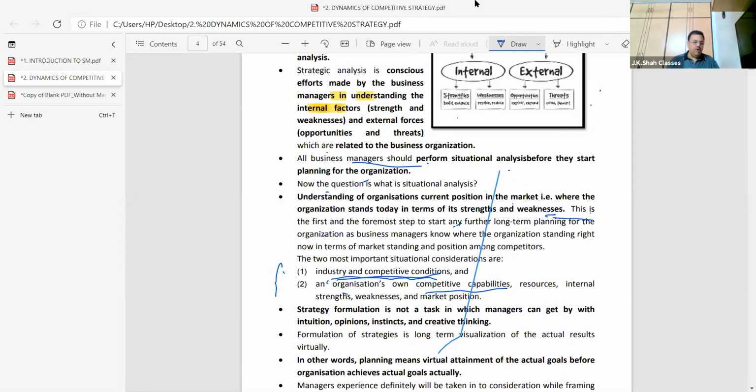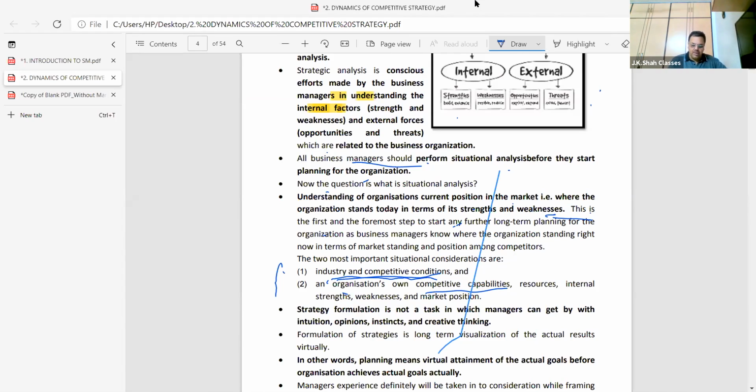Meaning what, beta? Suppose I'm trying to enter the automobile business. So I am a firm which is entering the business. First I should have an idea about the automobile industry. How many companies, how many players, what are the products? So that is industry and competitive condition. And second, I need to know about my own strengths and weaknesses. So the organization's own competitive capability, resources, internal strengths and weaknesses, and market position.